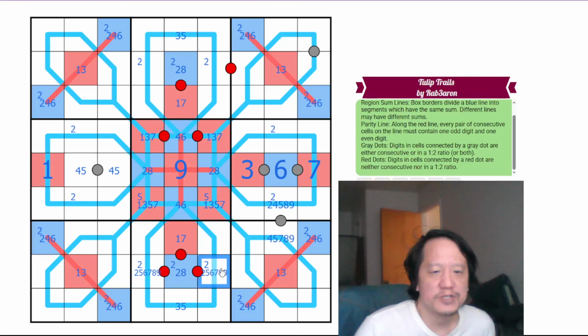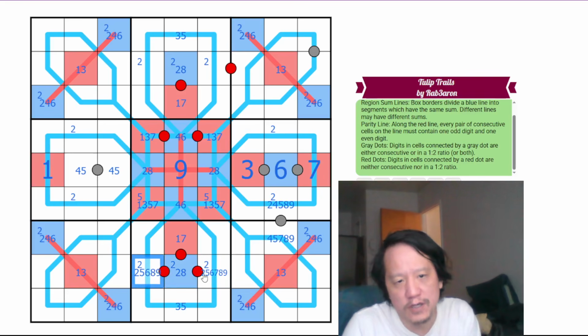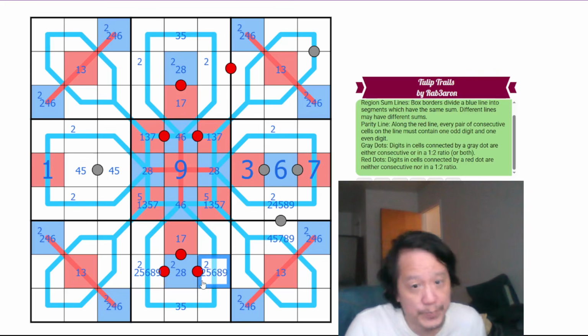Can this ever be 7 here? If this is 7, that would mean this is 1 and 8, and therefore 7 would be consecutive with the 8, which is not allowed. So this cannot be 7 here.